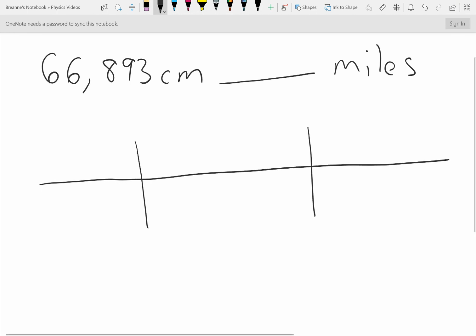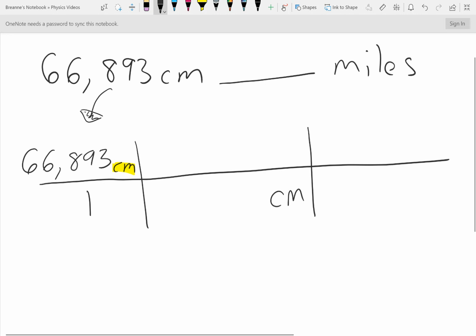Remember, we always put our given in the first little section. So our 66,893 centimeters goes there. There's no per, so 1 goes underneath, because per means divide, and we're not dividing by anything. We do not want centimeters, so where does centimeters need to go so it cancels? On the bottom. We need 1 on top, 1 on bottom for it to cancel. Centimeters have to go in the bottom.